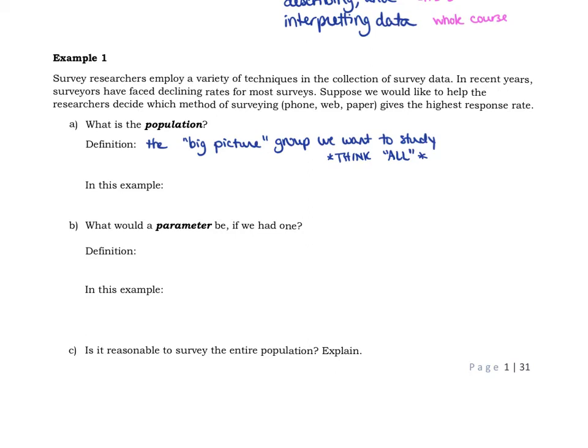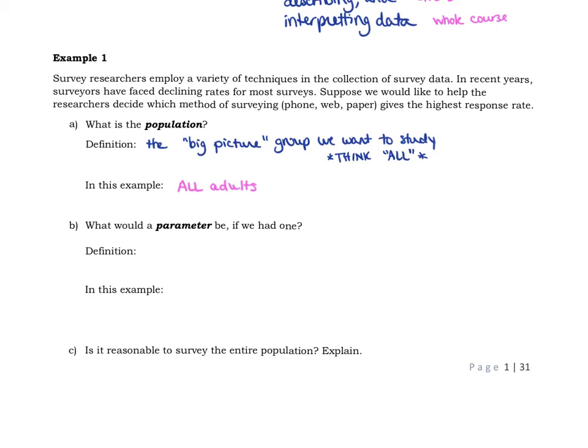So in this example, who are we talking about? Well, we're just talking about people who are being surveyed. So in this example, we're probably talking about the population being all adults. Most of the time surveys are for adults. There are teen surveys, but in this case, let's assume we're going to be talking about adults.